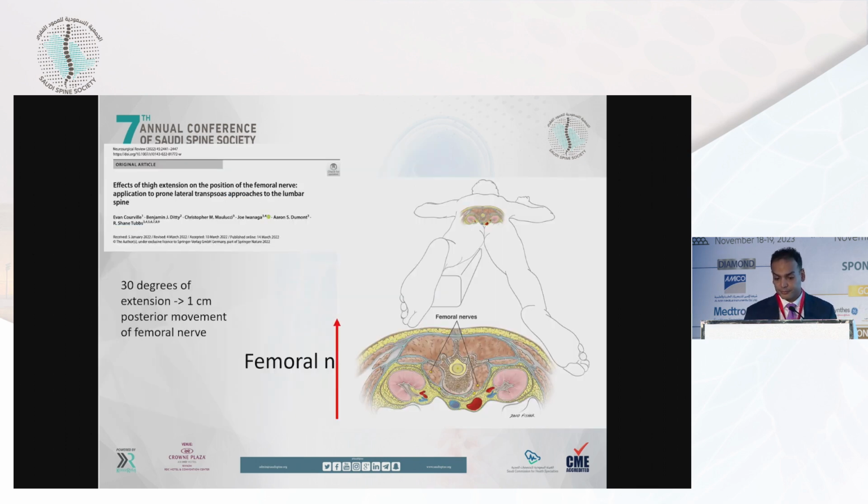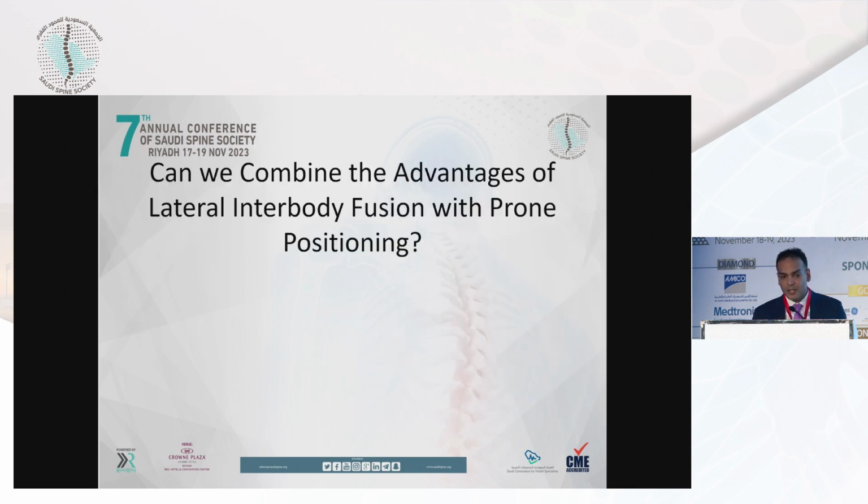Another thing is that if you extend the ipsilateral thigh, you can move the femoral nerve more posterior. So for expert lateral surgeons, when you dock, you can be more confident that you're not going to get a femoral neuropathy. They showed that you can move the femoral nerve a whole centimeter posterior, which can be very advantageous. So can we combine the advantages of lateral interbody, as Dr. Anwar said, with prone positioning? And I would argue yes.